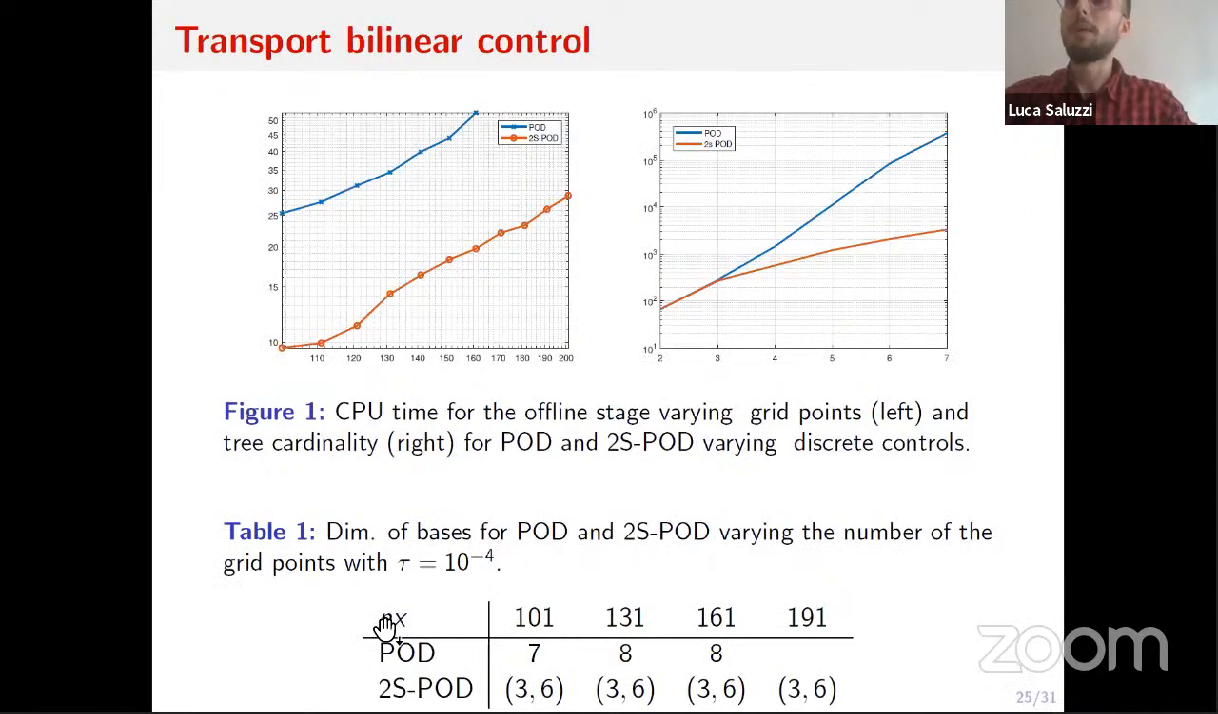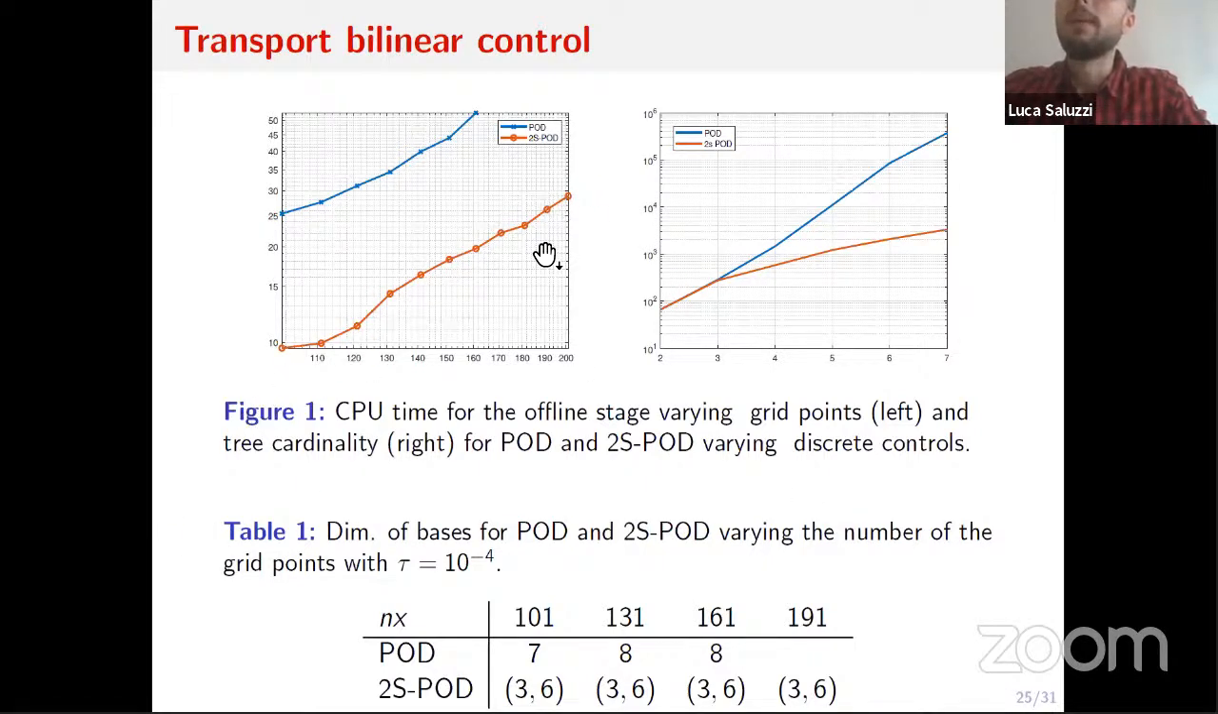This is reflected in the number of basis functions. I will pass directly to this table. These are the dimensions of the POD and the two-side POD bases, increasing the number of grid points in one dimension. The POD is using 7, 8, so it's like a vector, while the two-side POD is a matrix, but the second entry is double the first entry. This is explained by the fact that one dimension varies much more than the other, so we need more basis functions to explain the direction in which it varies more. For this reason, we have this difference between the numbers for the left and the right singular vectors.